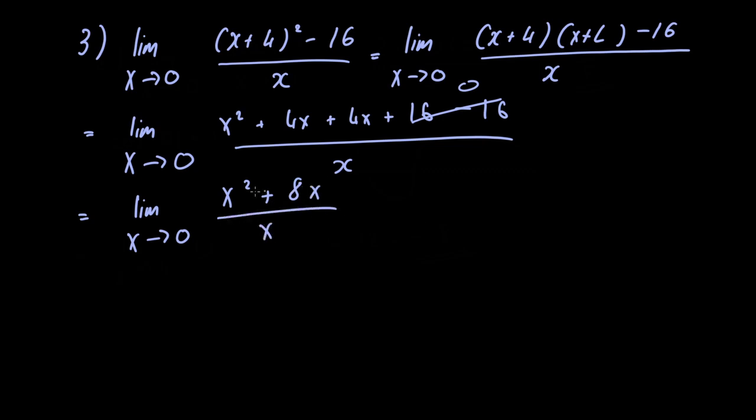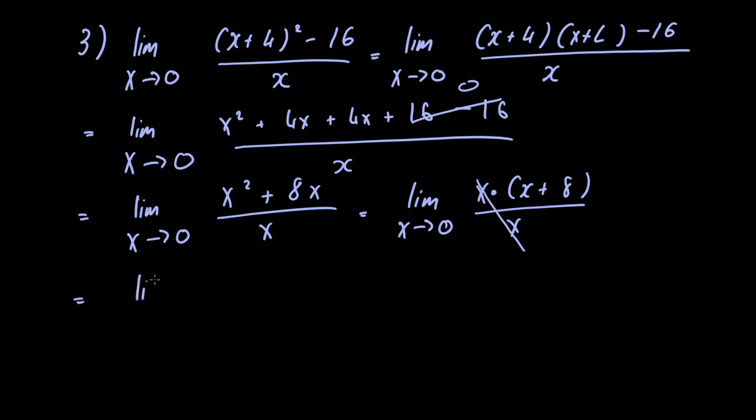Now, we can factor an x out in the numerator. And now these two x's cancel with each other. Now we can just let x equal 0, as our function is defined at 0 now, and we just get 8. So the limit as x approaches 0 of (x plus 4) squared minus 16 divided by x is equal to 8.